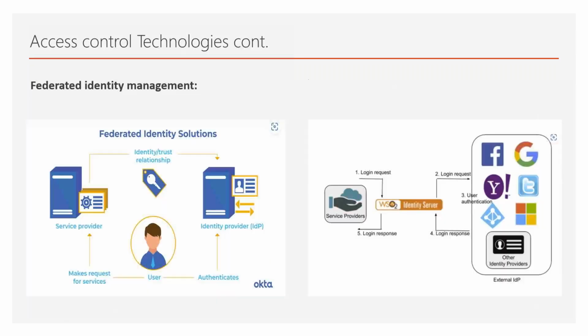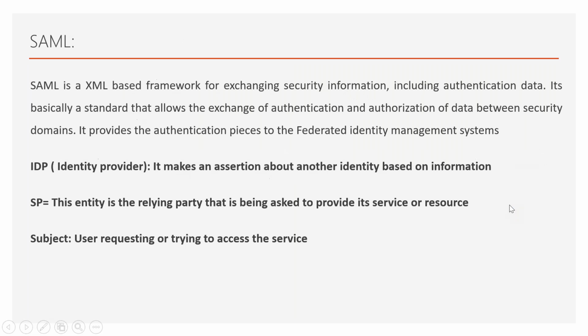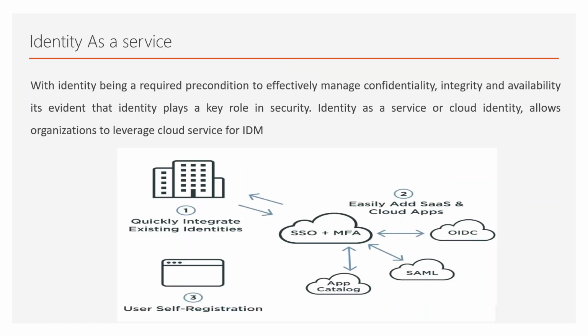So if I have an identity as a service for accessing my Salesforce, my Office 365, my ServiceNow, I have a requirement of accessing different kinds of web services. So I want a common directory, a common identity as a service which can be acceptable by all different vendors. In such cases, I will use identity as a service. But one thing you have to remember is that it is offered as a SaaS solution.